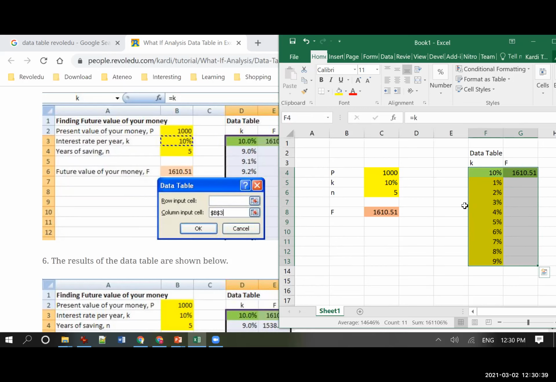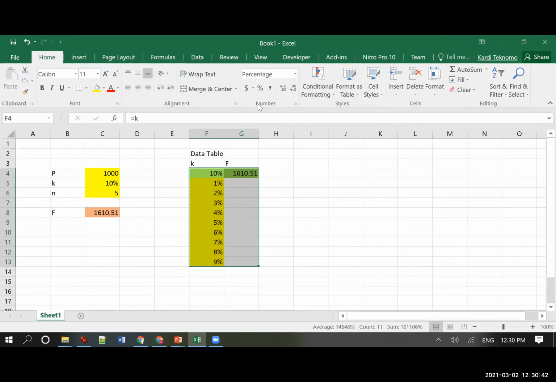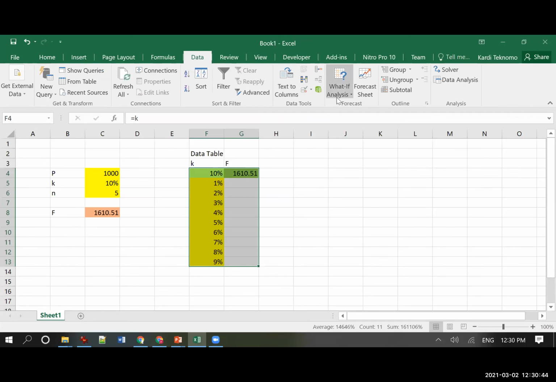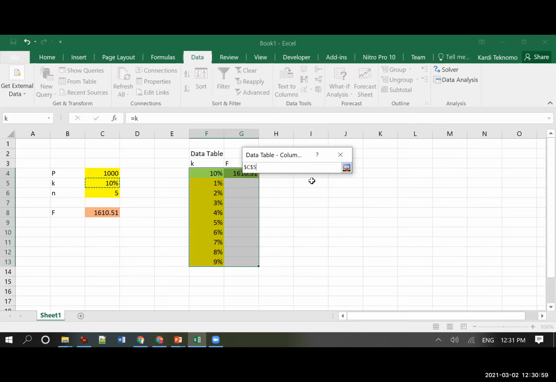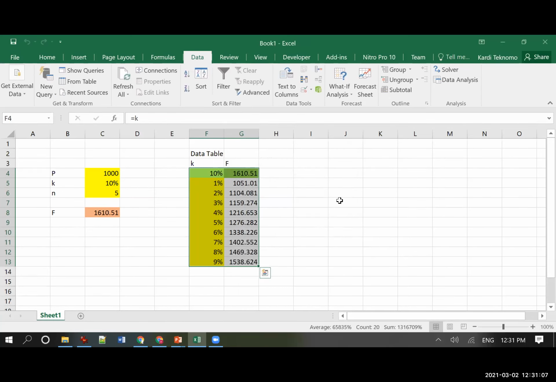Can you see it? Yes. In Excel, you have what-if data table. Because this is in column, you put this column is actually K. K is C5 in this case, right? Then you click OK. There, you get it. Oh, okay. Yes, thank you. Clear? Yes, very clear.